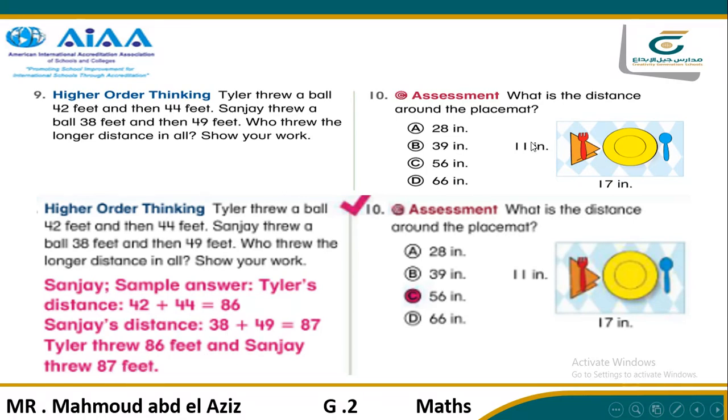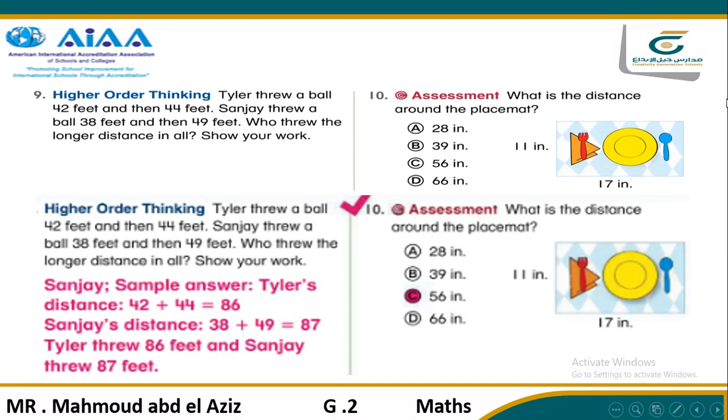Another question here. What is the distance around the place mat? We have here a shape like a rectangle. It's a rectangle also. So here it's 11 inches. So what about the other side? Excellent. It equals 11 inches too. And here the taller one equals 17 inches. So the opposite side here will be 17 inches.